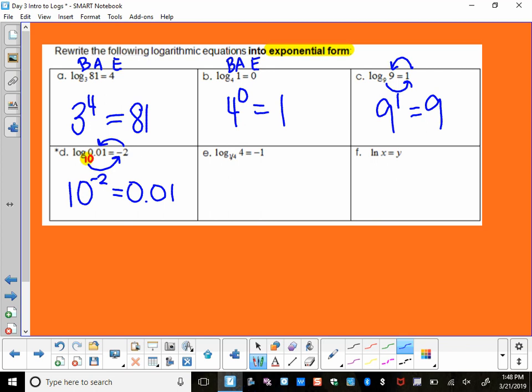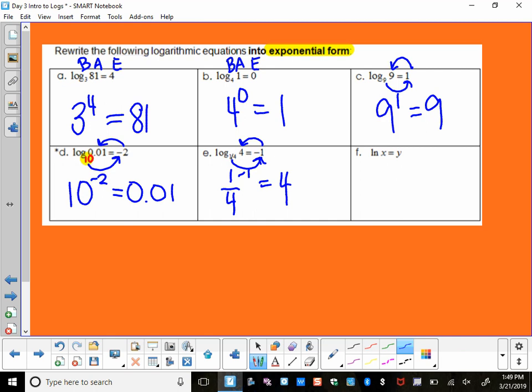Letter E. I have log base 1/4 of 4 equals -1. Alright, Chinny, my 1/4 goes to what? Why do you guys just take off parts of the number? To the -1. The -1 goes to what, Isaac? The -1 goes to 4. Good. If I rewrite this, I have 1/4 to the power of -1 is equal to 4. It's so easy.